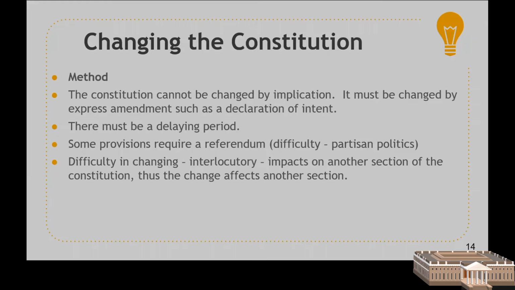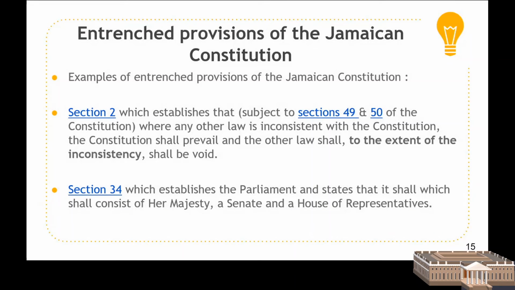Right? Now, there are provisions that are entrenched, and we kept saying entrenched, talked about deep protection. Let's see a couple of those deeply protected sections in our Jamaican Constitution. Section 2. Section 2 establishes the following. Subject to the other sections, meaning based on what is in section 49 and 50, we have to take those into consideration too. But section 2 says, where any other law is inconsistent with the Constitution, the Constitution shall prevail, and the other law shall, to the extent of its inconsistency, be void. This is on which we underscored Hines and R.